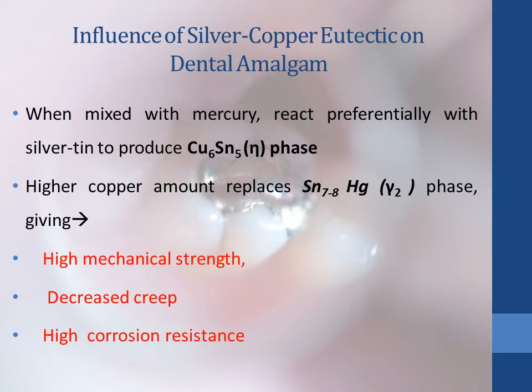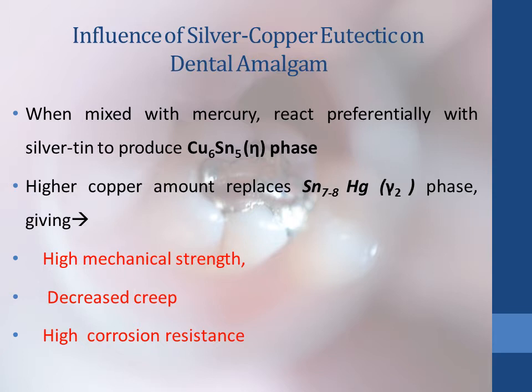So what is the effect of the silver copper eutectic alloy on the dental amalgam? When mixed with mercury, it reacts preferentially with silver tin and as a result produces another phase, which is the eta phase, also known as Cu6Sn5. So high copper amount replaces the gamma 2 phase, the SnHg phase, which was the weak phase, giving a strong phase, which is the eta phase. This is called the strong phase because it shows high mechanical strength, less creep, and high corrosion resistance, totally opposite to the gamma 2 phase.